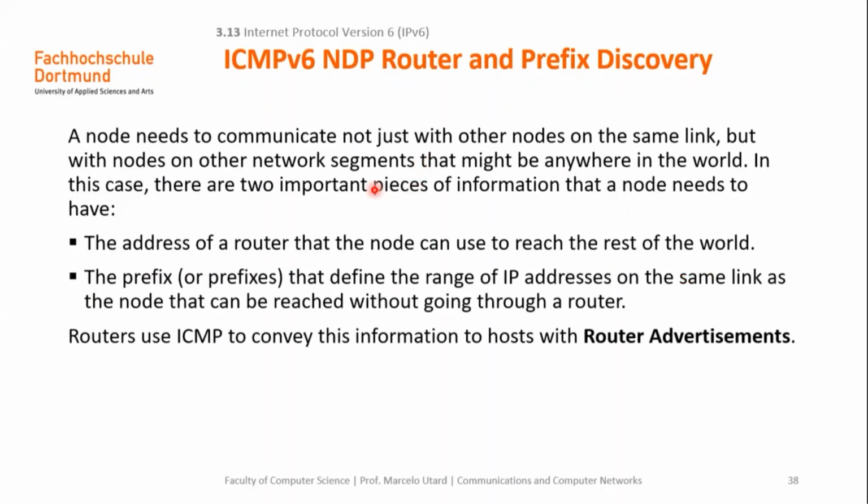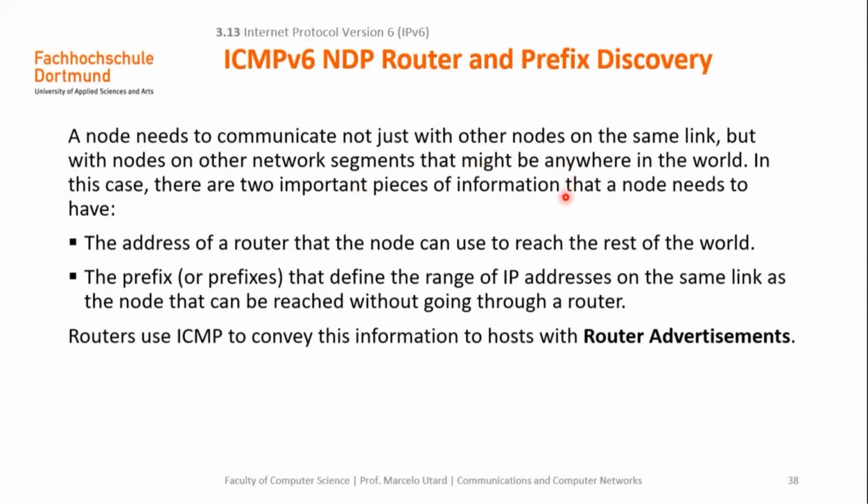And then there are other needs in order to configure the host. For instance, the NDP, the Neighbor Discovery Protocol, specifies the way in which a host could get router and prefix information. A node needs to communicate not just with other nodes on the same link, but with nodes on other network segments that might be anywhere in the world.